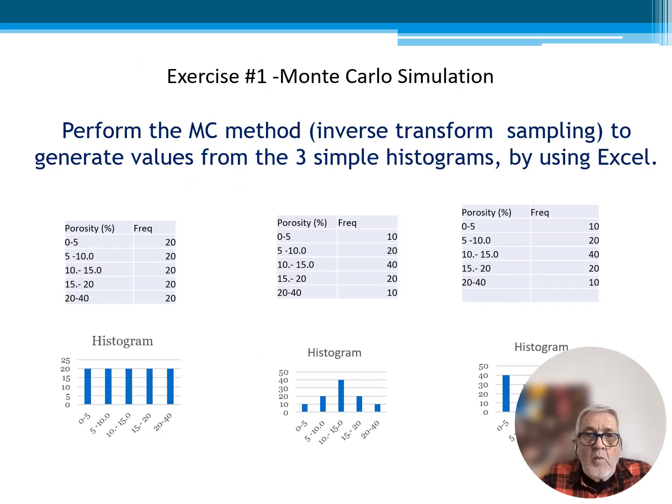This is one exercise that I suggest you do, which is to perform the Monte Carlo method, this inverse transform sampling, to generate values from those very simple and naive histograms with just 5 classes by using Excel. Okay.